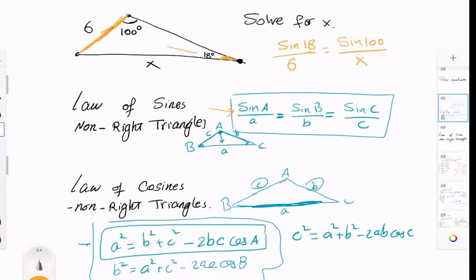Actually, law of cosine is not going to work. So then cross multiply: x sine of 18 equals 6 sine of 100. Then I divide by sine 18. Then x equals 6 sine of 100 divided by sine of 18. So then here you use your calculator to find the value of x.